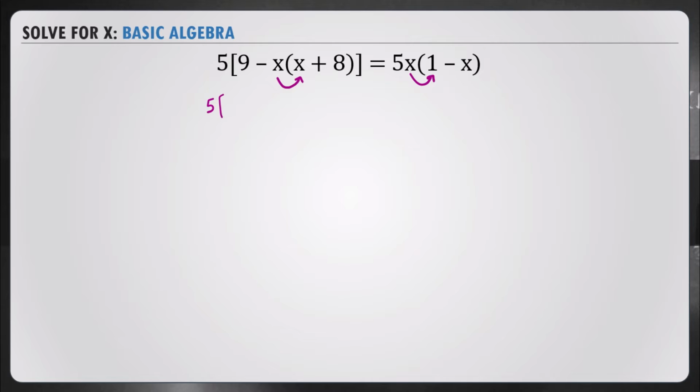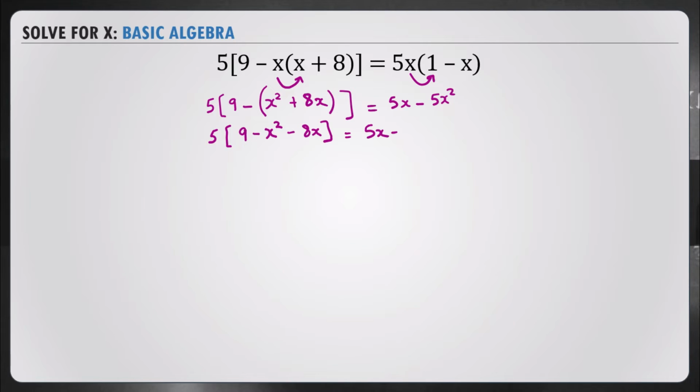So we'll write 5 times (9 minus x times x is x squared, and 8, that's 8x), close the bracket, is equal to 5 times 1. 5x times 1 is 5x, minus 5x times x is 5x squared. Next, subtraction sign, negative x squared minus 8x is equal to 5x minus 5x squared.